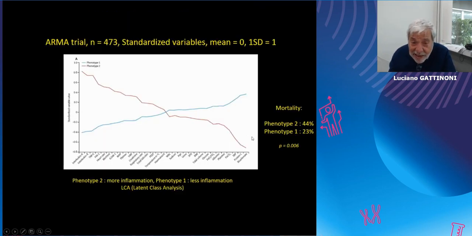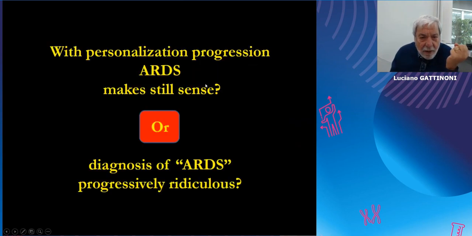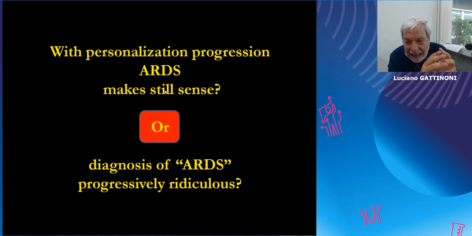And in latent class analysis, you always have this beautiful line, one going up and one going down. You have, oh, these are more inflammatory than the other, which are less inflammatory. And in whatever population you can do something similar, and most of the time you find a difference, because the patients are different. With the personalization progress, does LCA still make sense? Because if you think about it, personalization is exactly the contrary of the syndrome.